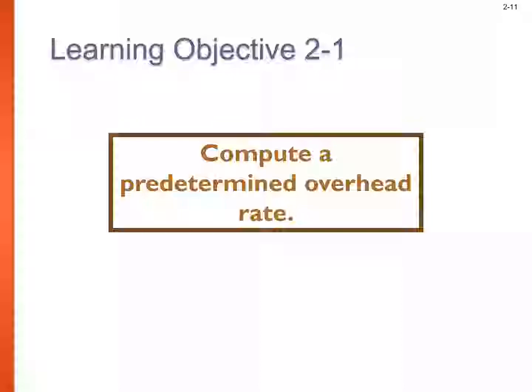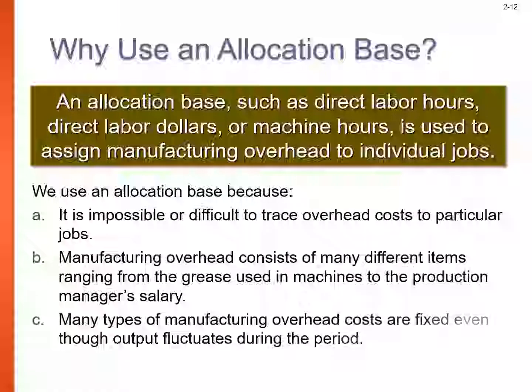When it comes to manufacturing overhead, we actually estimate or compute a predetermined overhead rate. So we allocate, and we use an allocation basis. We pick something that we could measure by product, maybe direct labor hours, direct labor dollars, machine hours, okay? And these are used to assign manufacturing overhead to individual jobs. So we use an allocation base because it is impossible or difficult to trace overhead costs to a particular job.